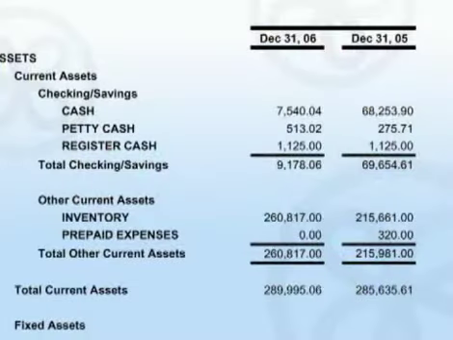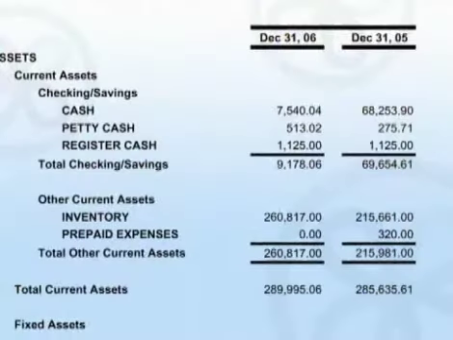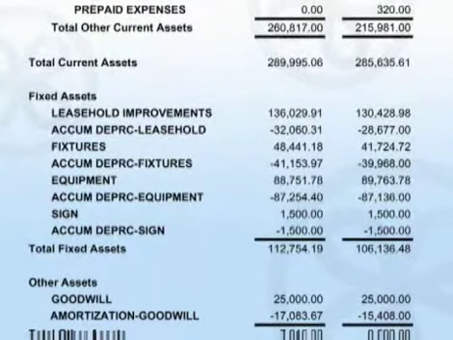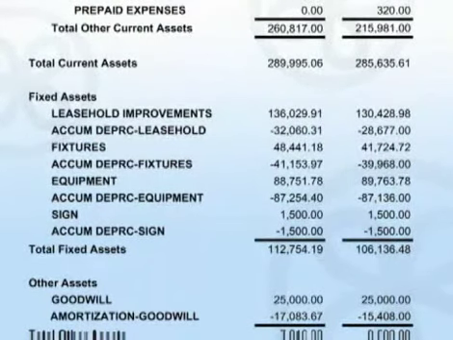Other things that you should be aware of, of course, under the current assets are your cash on hand, petty cash, and registered cash. Any cash you have on the property has to be recorded on a monthly basis and updated. We didn't have any prepaid expenses. Generally, you will not. Your inventory is your other current asset, as I mentioned. Your fixed assets, things like your leasehold improvements, your accumulated depreciation on your leasehold. You buy them, you must depreciate them over time. These all have to be recorded.